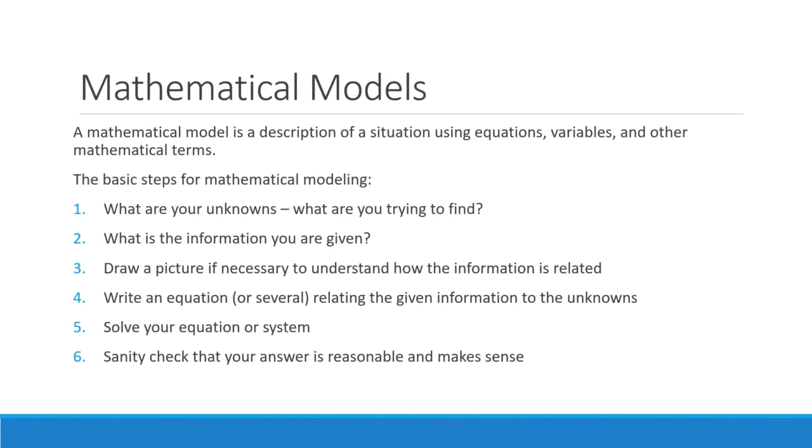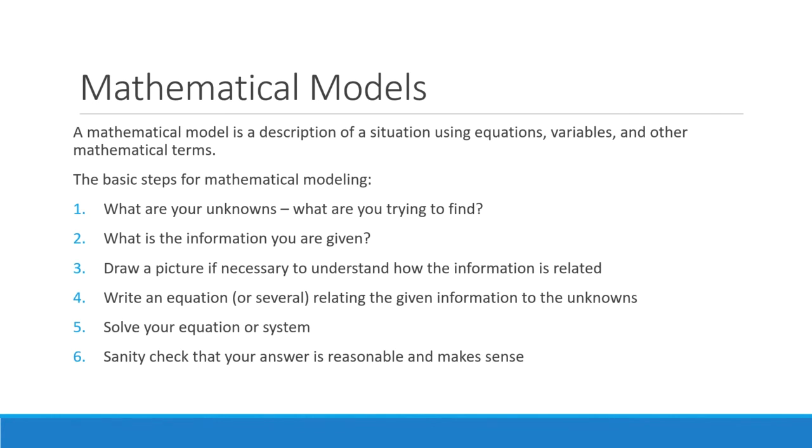So mathematical model. A mathematical model is a description of a situation, and we usually do this using equations. So you're going to have your variables for your unknowns. A mathematical model is trying to take what's going on and turn it into one or more math equations that you can then go and solve. So the basic steps: first, figuring out what are you trying to find. Those are your unknown values. Those are what you're going to set your variables as.